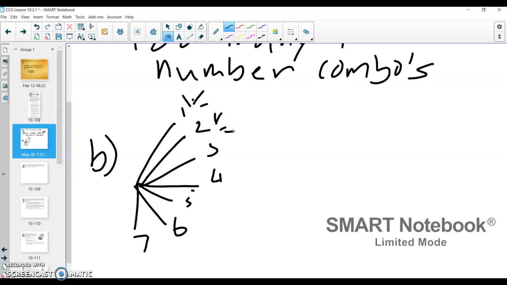And so the tree diagram is, again, just too big, too many possible number combinations, or actually I could just say too many branches, honestly.